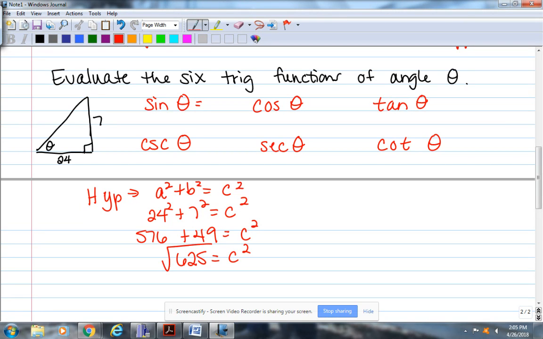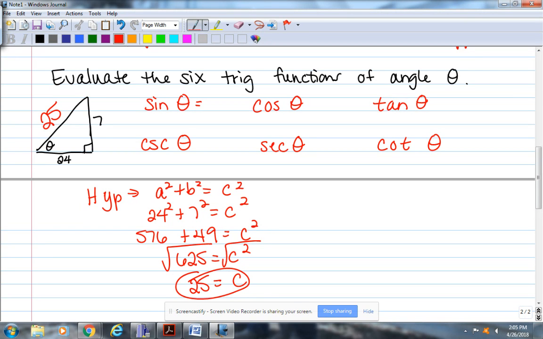And then take the square root of both sides. The square root of 625 is 25. So my hypotenuse is 25. And I had to find that before I could find the sine. I did a squared plus b squared to get that. Does that make sense?